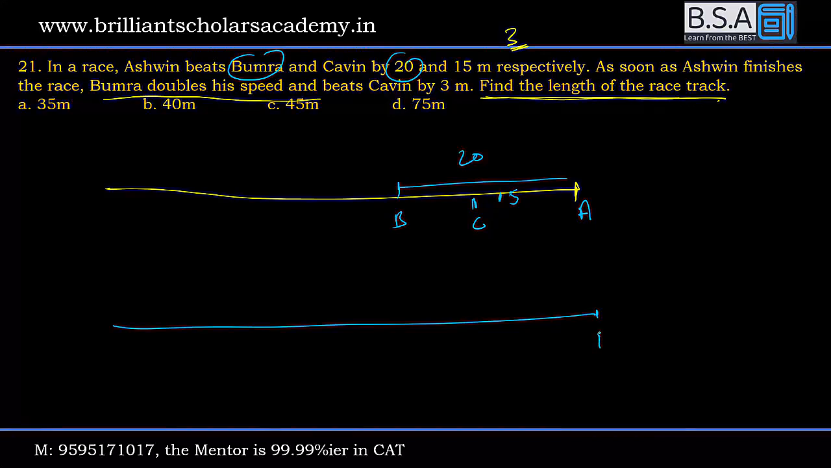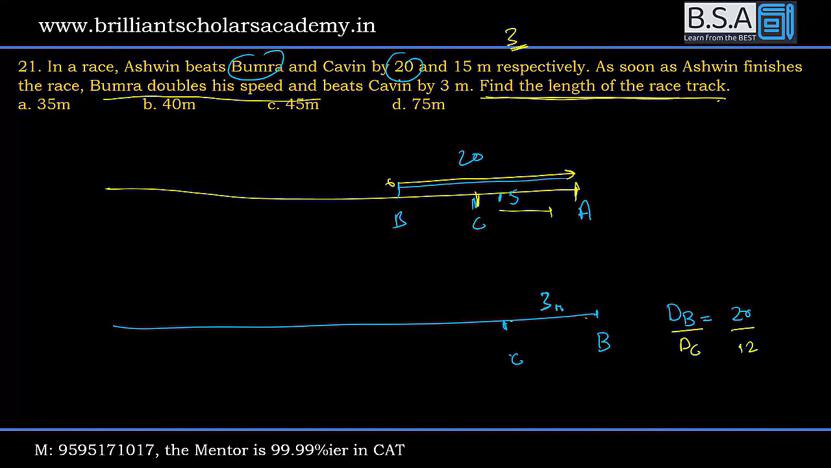So now Bumrah has completed the race. And Ashwin को कैसे हरा दिया? Kevin को कैसे हरा दिया? By 3 meters. So थोड़ा language पे ध्यान देना. Right now, at this moment, distance by Bumrah is what? 20 meters. From here, how much has Bumrah traveled? 20 meters. How much did Kevin travel? 15 मीटर का गैप था, अभी 3 मीटर का अभी भी है, so Kevin traveled 12 meters.